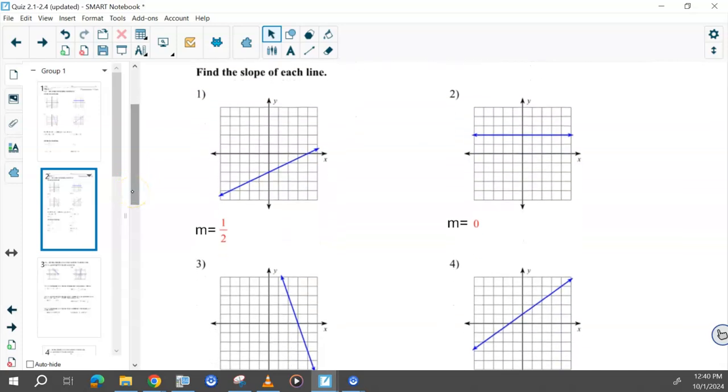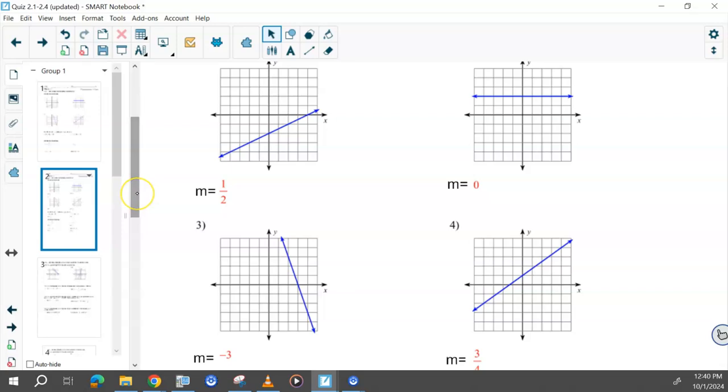So the first four on the first page, we're just finding the slope, counting your rise over run. Number 1 should have been 1/2. Count up and over 2, or you could have found different points. But as long as you found 2 points and counted that, that should have simplified to 1/2 regardless.